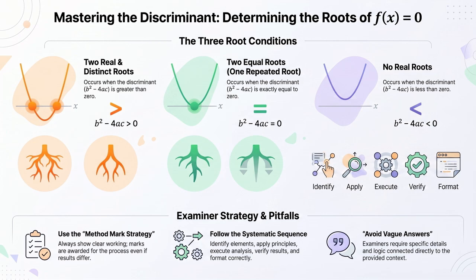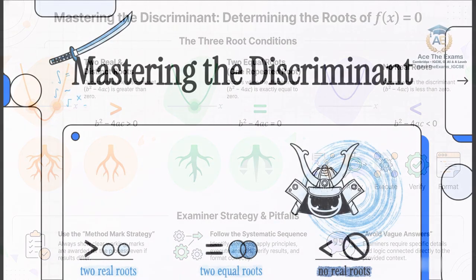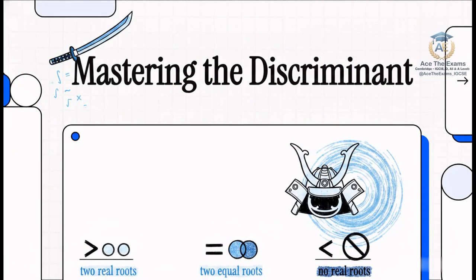All right, let's dive right in. We're building a complete mastery blueprint today for tackling discriminant questions in your Cambridge Additional Math exam. In that exam hall, your pen is your most important tool. And the paper? That's where you've got to prove your logic.